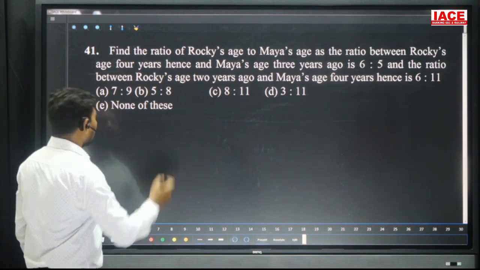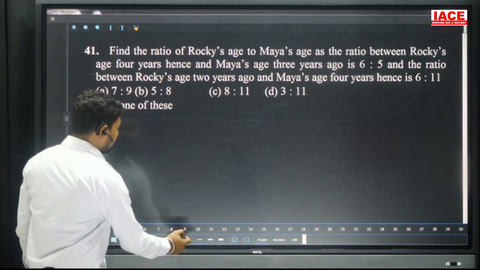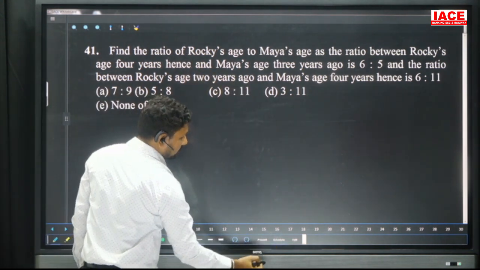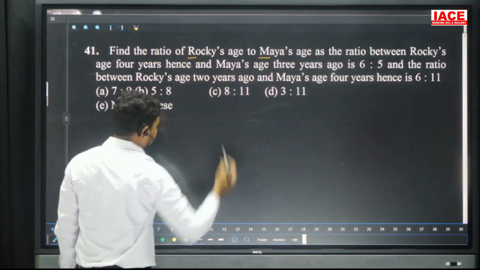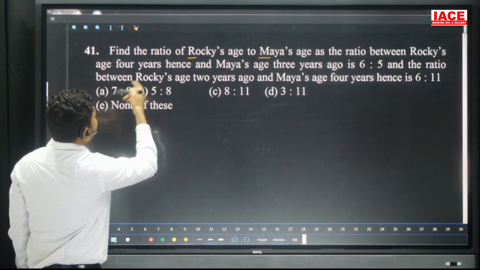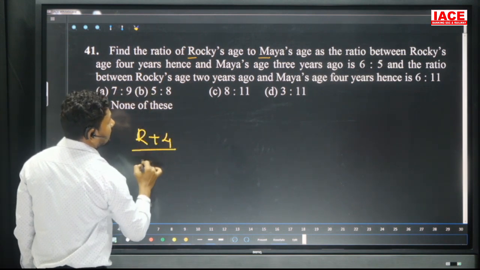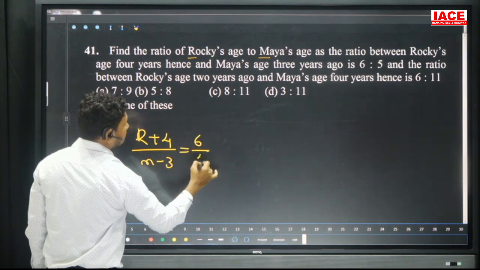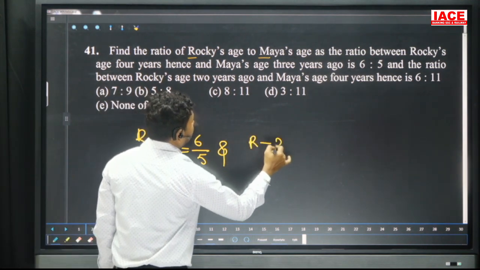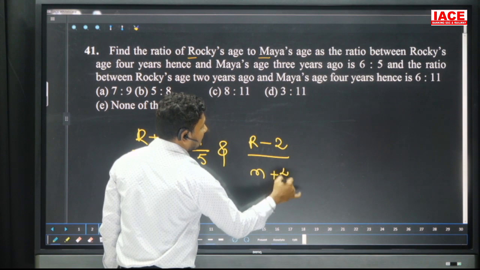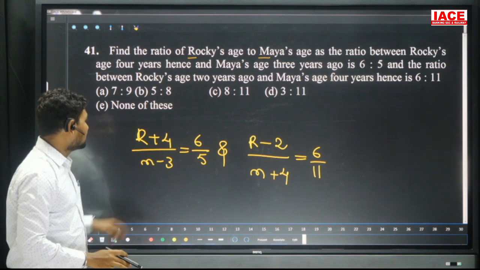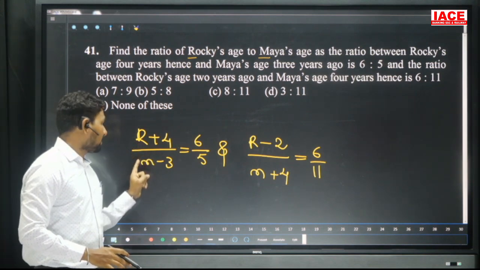Then we have the options. Then how to calculate this question. Here we'll take Rocky's present age as R and Maya's present age as M. First of all, they have given one condition: Rocky's age 4 years hence and Maya's age 3 years ago, then what is the ratio? 6 by 5. And the next relation they mentioned: Rocky's age 2 years ago and Maya's age 4 years hence is 6 by 11. As per the conditions mentioned, we are taking Rocky's present age R, Maya's present age M.